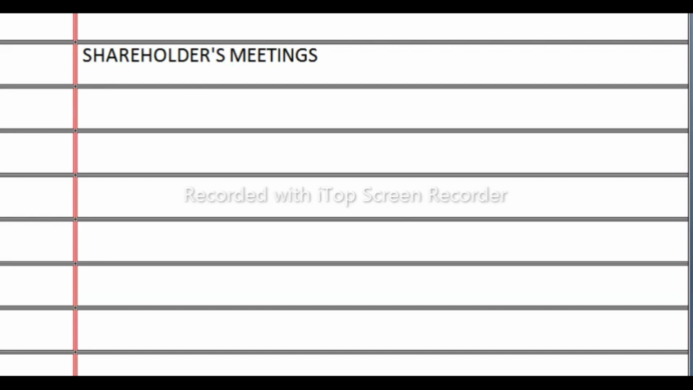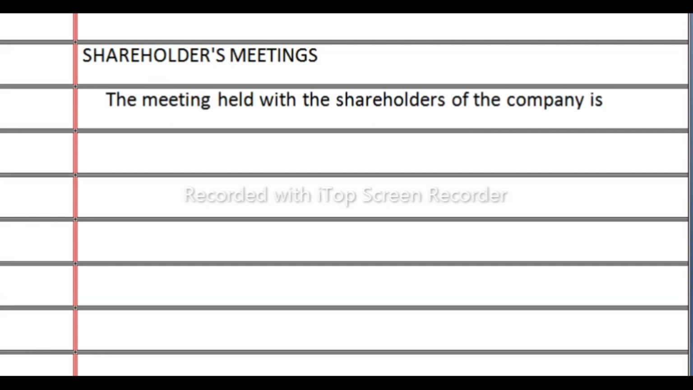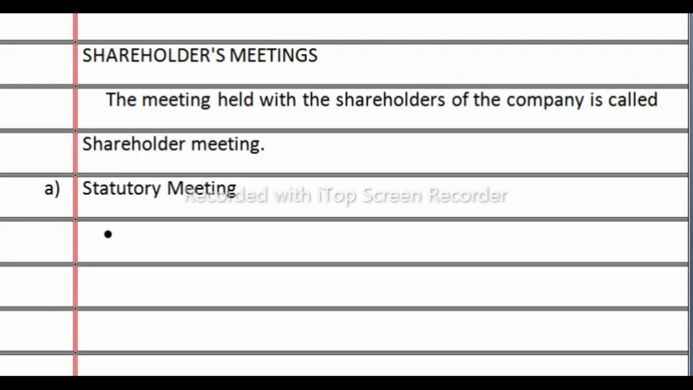So what is a shareholder meeting? A meeting which is exclusively held for the shareholders of the company is called a shareholder meeting. The members who participate in this meeting are nothing but the shareholders. This type of meeting is subdivided into three. Under that, first we have the statutory meeting.